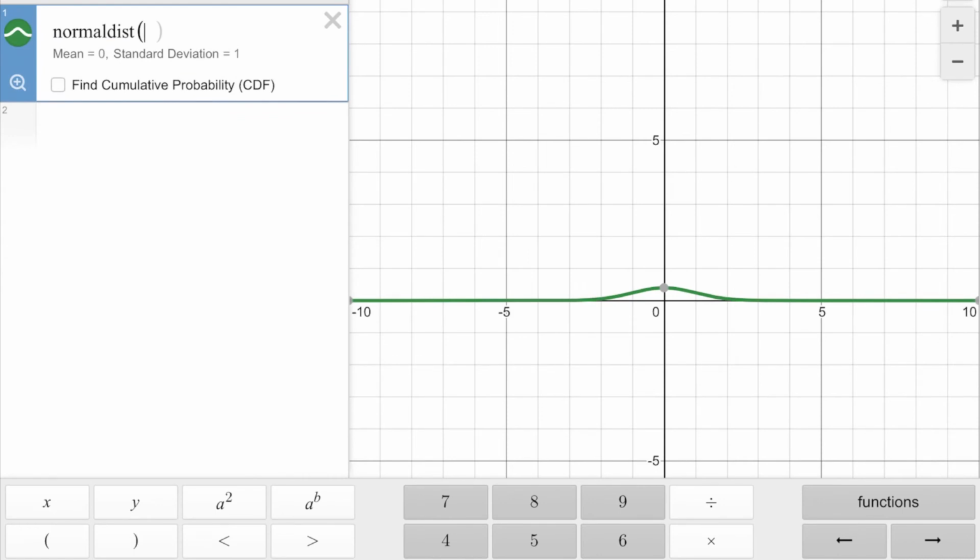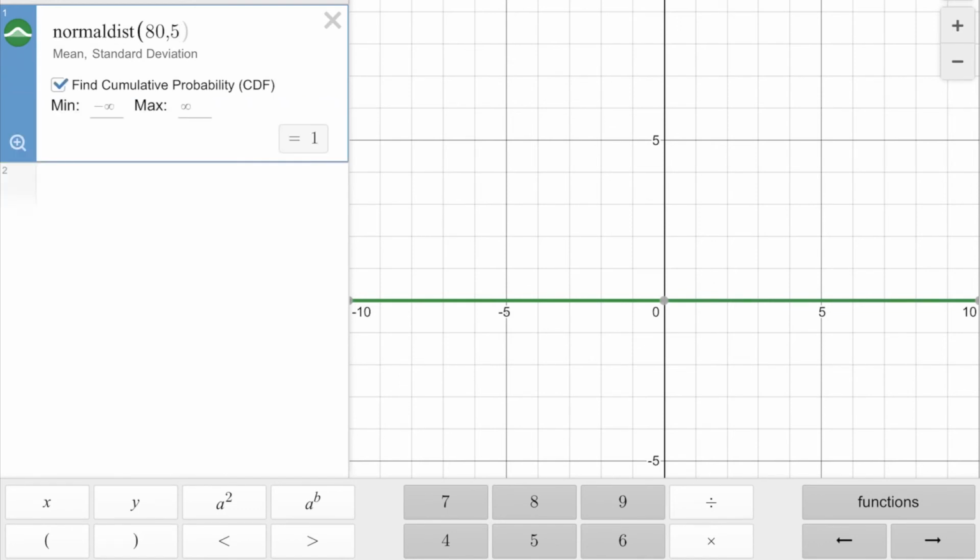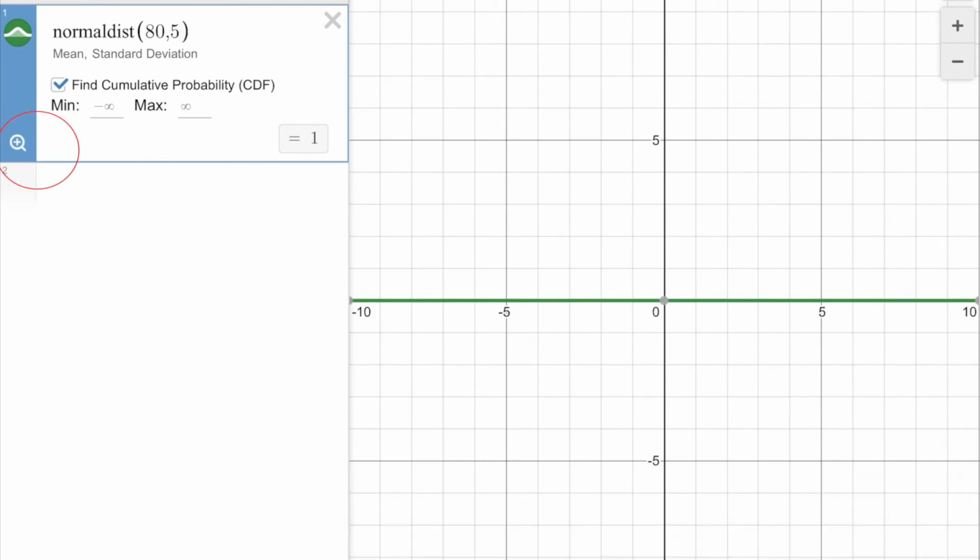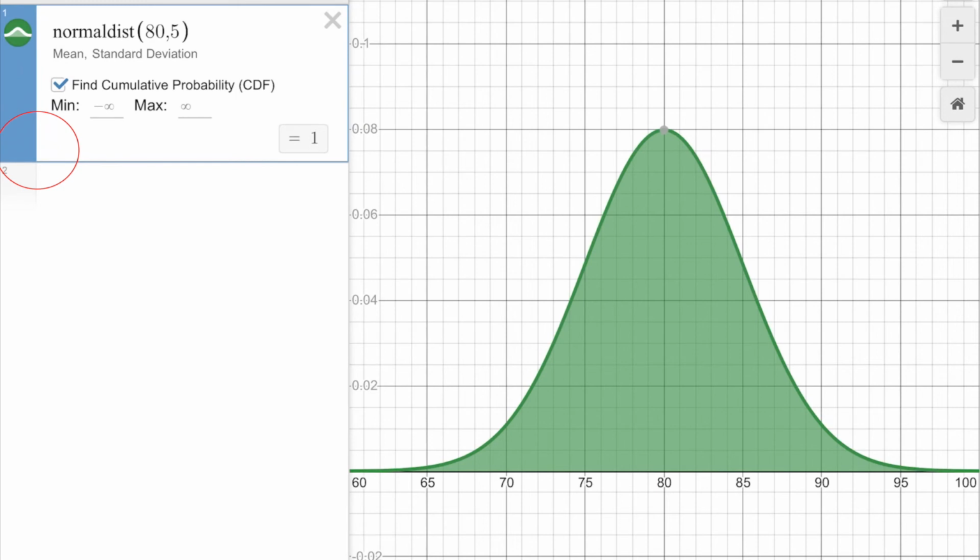So this is a normal curve. It's a distribution of data. Notice how it says the mean is 0 and the standard deviation is 1. We want to change that and put our mean of 80, comma, standard deviation of 5. Now what we're finding is this probability. And notice that there's just this green line on the screen. I don't want to see that. I want to see the curve. So I'm going to click on this plus, that little zoom button.